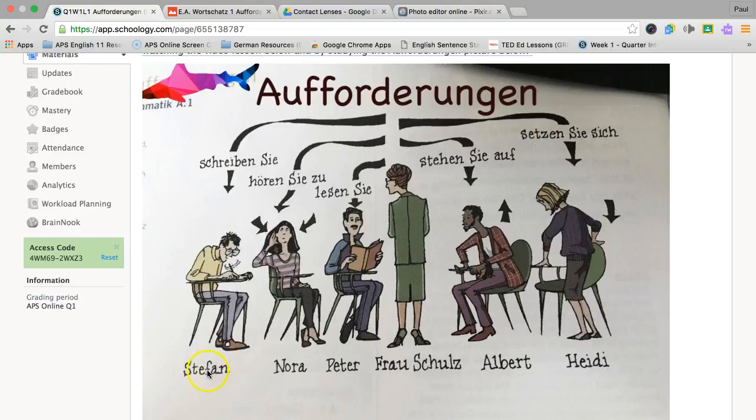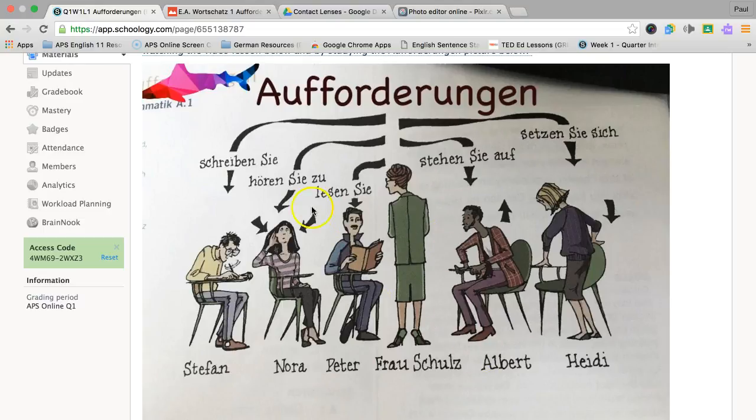So say like, Stefan, write. Nora, listen. Peter, read. So this is what it should sound like when you do it. Stefan, schreiben Sie. Nora, hören Sie zu. Peter, lesen Sie. And then etc., etc.